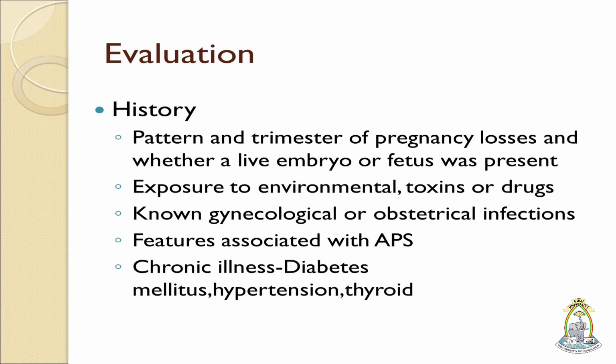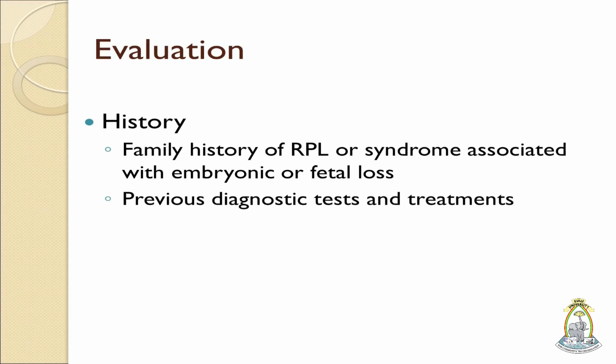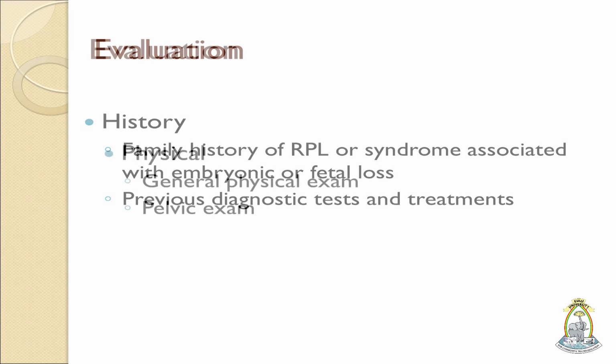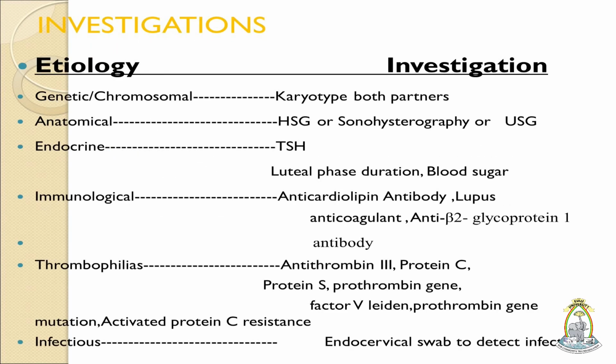And this is how you can evaluate patients who have antiphospholipid syndrome. You may need to look at other things. There may be more than just the pregnancy loss that you're looking at. Family history of recurrent pregnancy loss is very key there, and then a previous diagnostic test that was done. How do you investigate a patient who has recurrent pregnancy loss? This gives you a very systematic way of making sure that all the other factors are looked at.